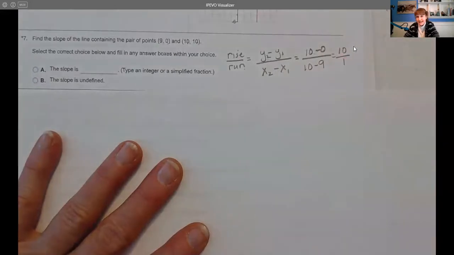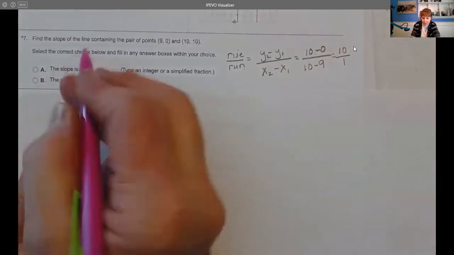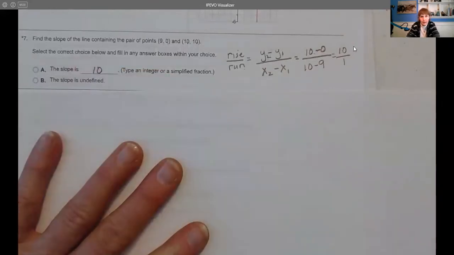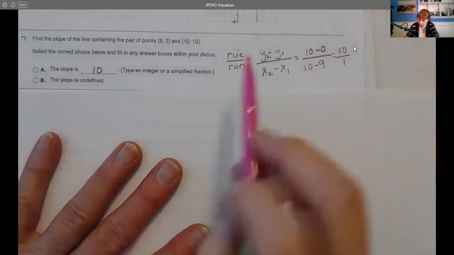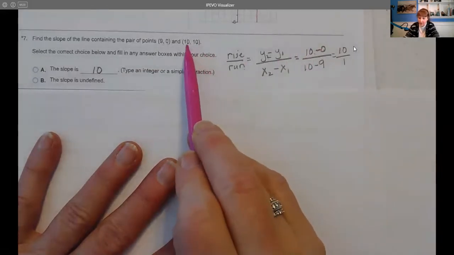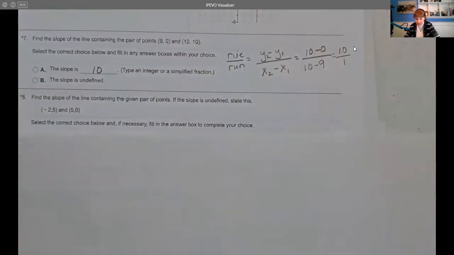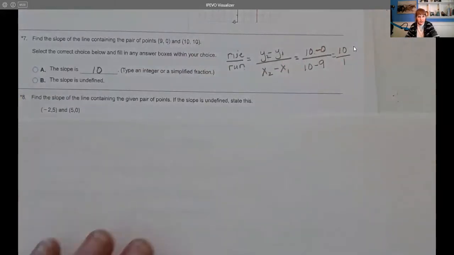So our slope is 10 over 1, but I'm pretty sure my math lab is only going to want the 10 rather than the 10 over 1. All right. So, difference in the y's over the difference in the x's. Make sure you put the y's in the numerator. And then if you start with this y, you have to start with that x underneath. So let's do a few examples. I want to make sure you've got this.